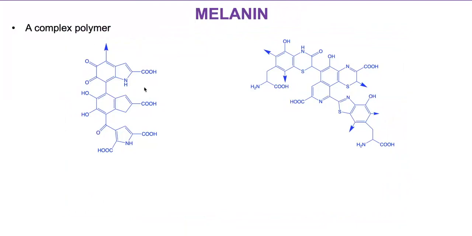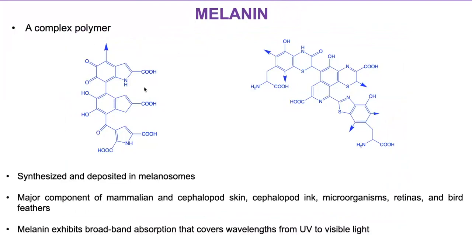Melanin is also responsible for many other functions, and it is produced and synthesized in melanosomes. It's a major component in our skin and also in many other animals, sea animals like cephalopods and squids, microorganisms, retinas, and bird feathers. It is the same polymer, but we can have more than one type, and nobody knows the exact composition of melanin so far. And that's why it's not possible to make a synthetic melanin with the exact composition yet.